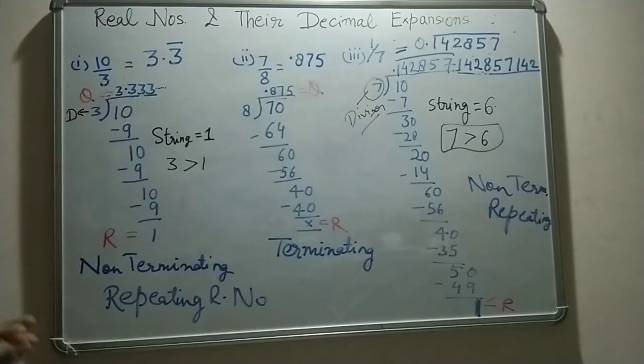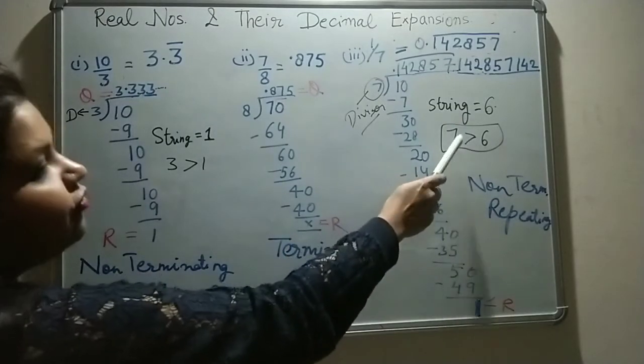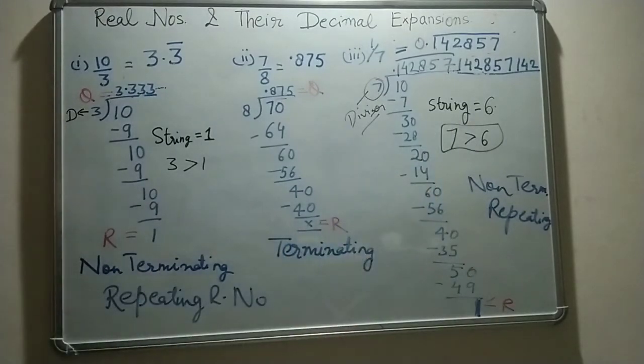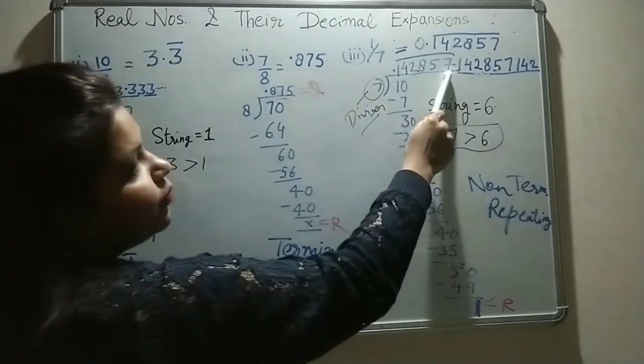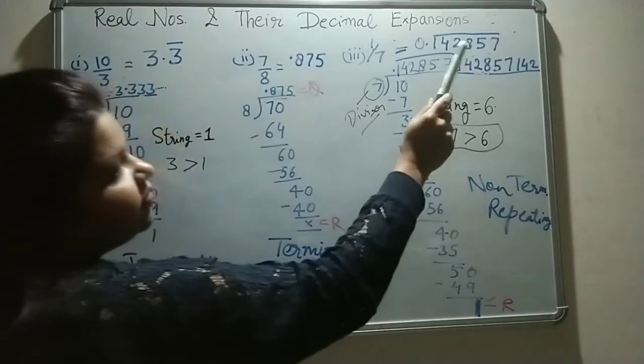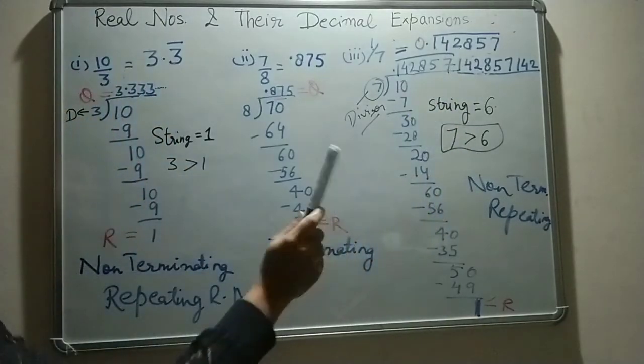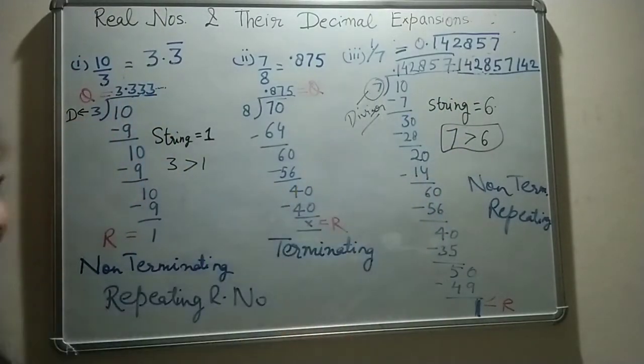The number of entries in the repeating string of remainders is less than the divisor. This is what I told you afterwards, that the number of entries, these are termed the entries. The number of entries in the string will be less than the divisor.